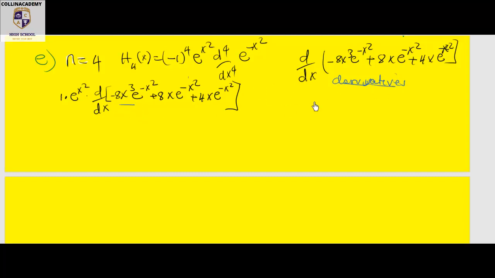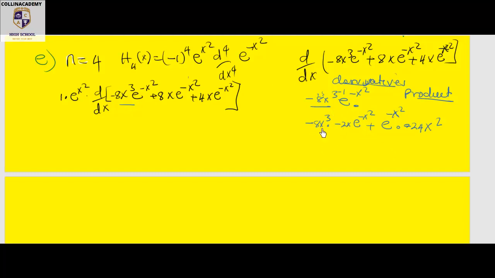We have the first term, negative 8x cubed e^(negative x squared). Remember, we use the product rule. Let negative 8x cubed remain constant, and then we find the derivative of the second one, which is negative 2x e^(negative x squared), plus, let e^(negative x squared) be constant, times the derivative of negative 8x cubed. 3 times 8 is 24, so negative 24x squared, because you multiply by 3 and then subtract 1 from the power.